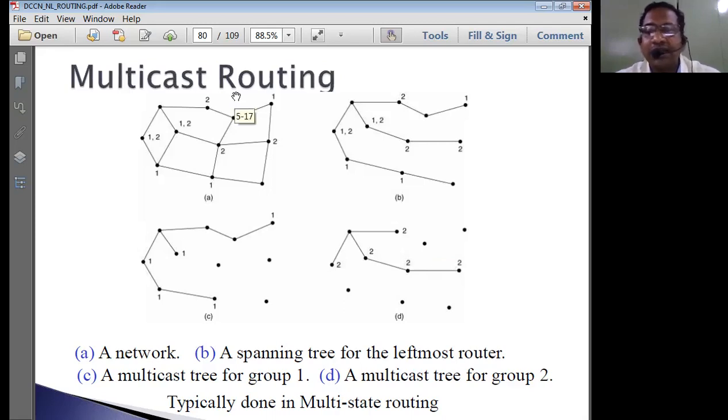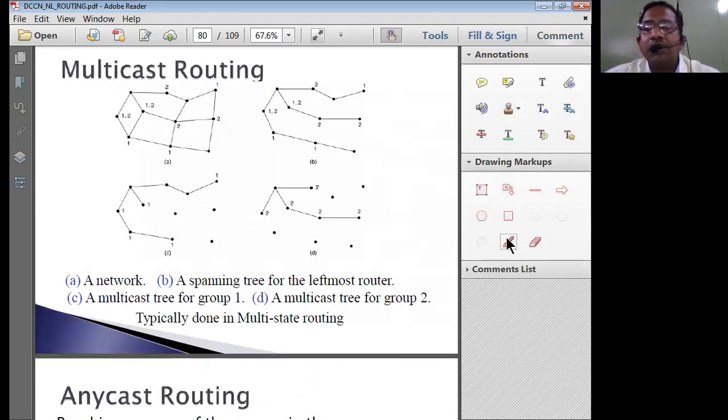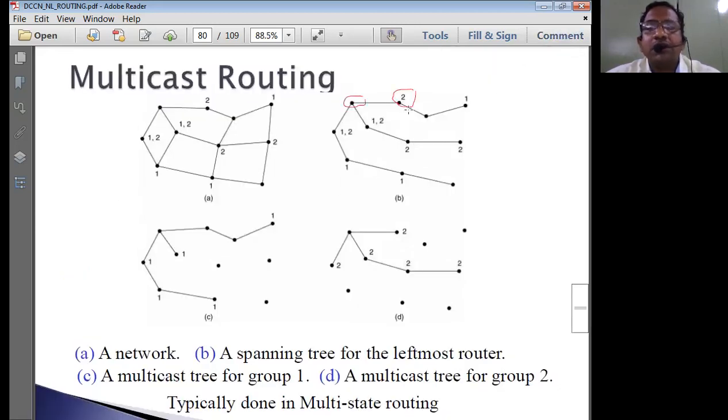What is multicast? It is simply an extension to point to point. What is point to point? Say there is one node here and another node here. Now I want to have a communication between only these two. Sorry, that is known as a point to point type of communication.